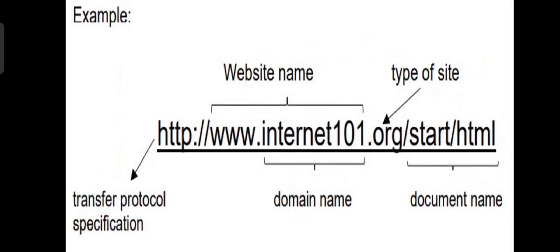As you can see, this is an example of a URL. In the example you can see the website name is www.internet101. The type of site is .org. The domain name is just internet101. The transfer protocol specification is HTTP. The document name is start.html.